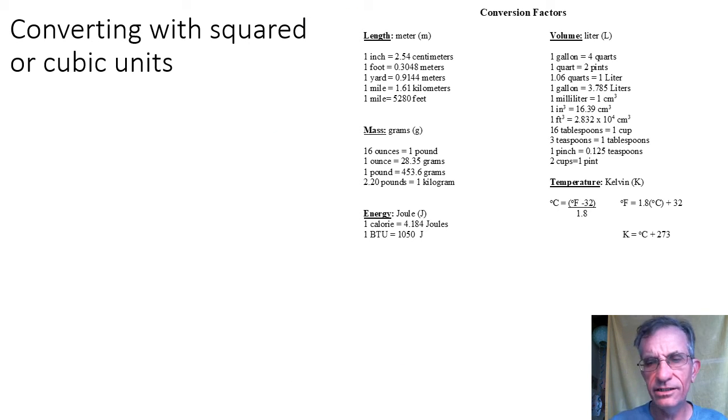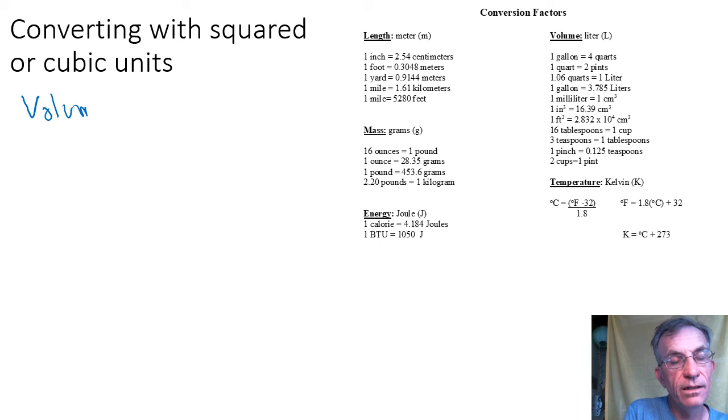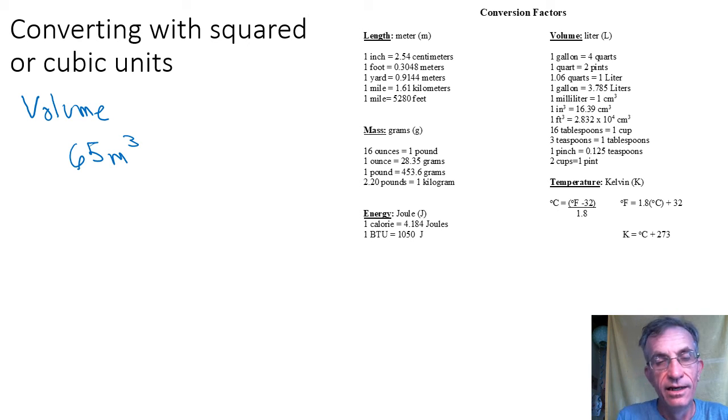Now this one we're going to do with volume. So volume again would be in cubic units. Let's say you went into the store and, I like to garden once in a while, and you buy soil or compost or something like that. They're going to sell it to you in cubic something, cubic yards, cubic feet. Now, let's say they sold it to you in cubic meters. So let's say you bought 65 cubic meters of dirt or whatever. And I wanted to know how many cubic feet is that?